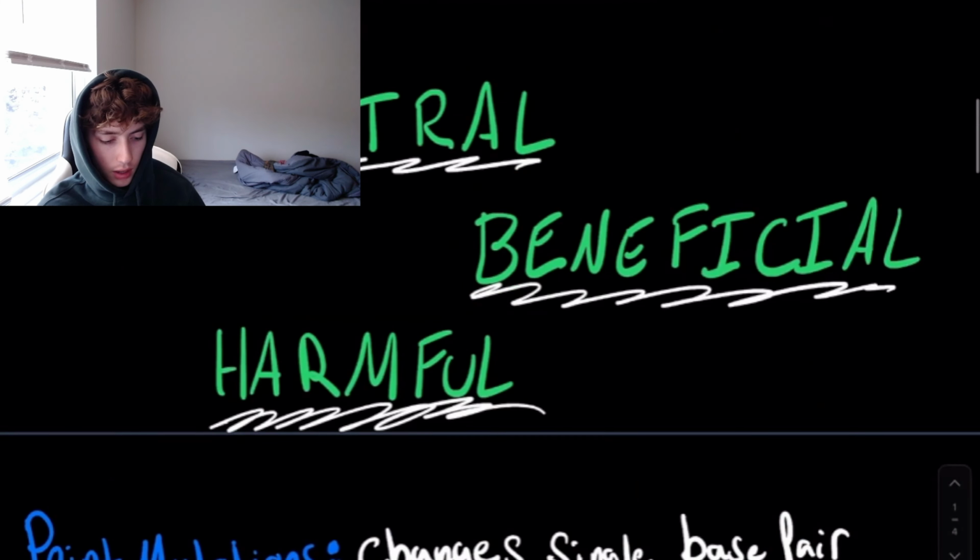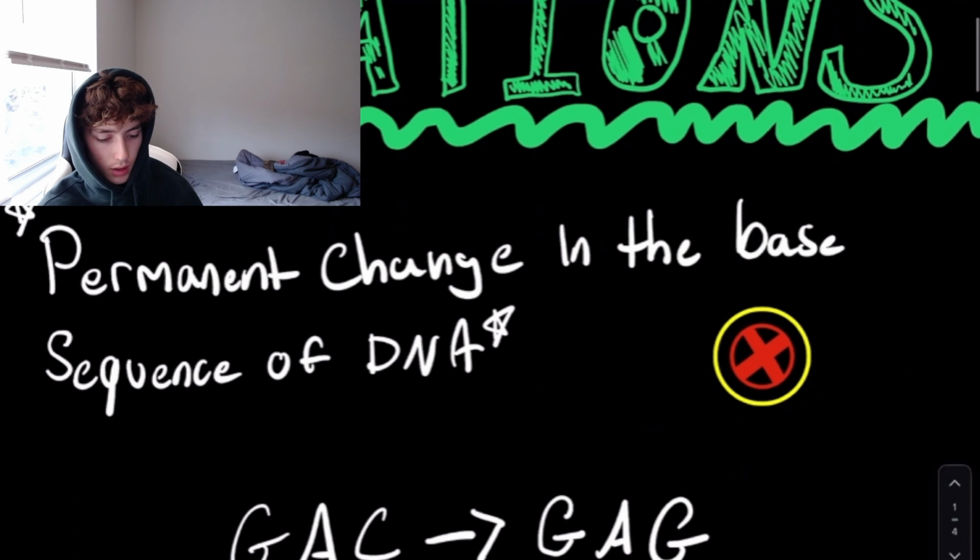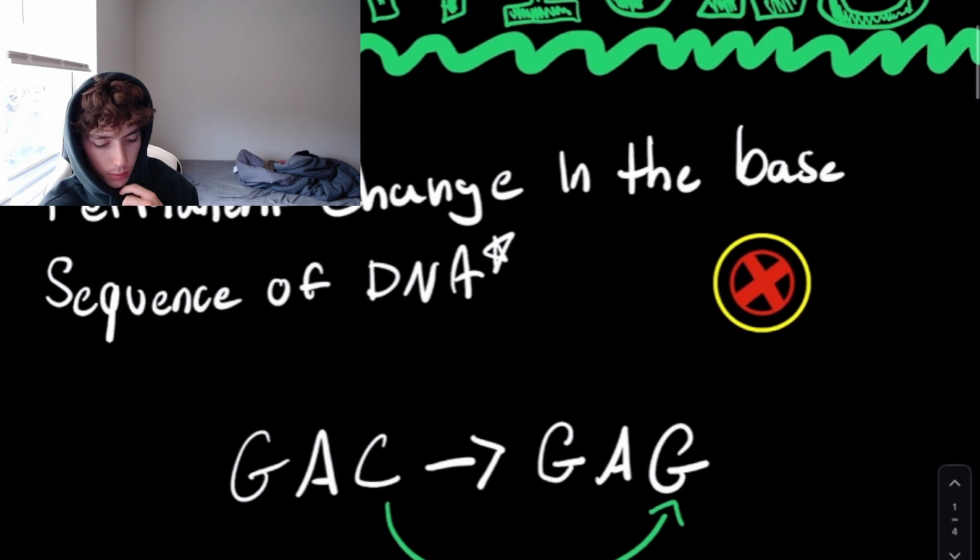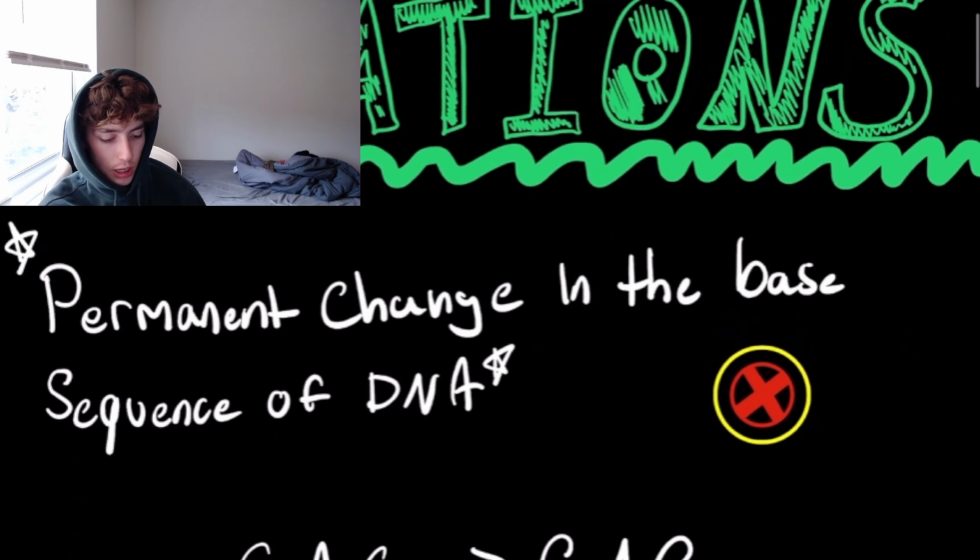So today I'm going to be talking about mutations and how they work and just some examples of mutations. To start off, mutations are any permanent changes in the base sequences of DNA, like the nucleotides, the codons, etc. within DNA. Any permanent changes in those are considered mutations.